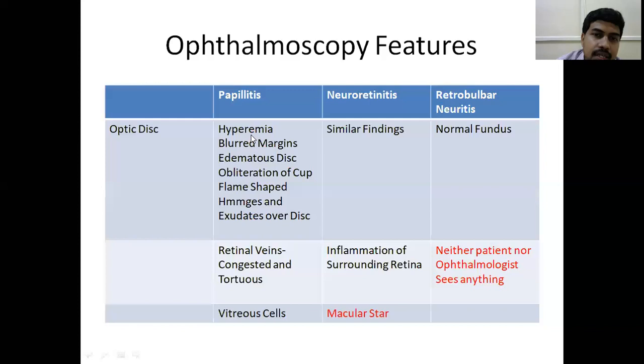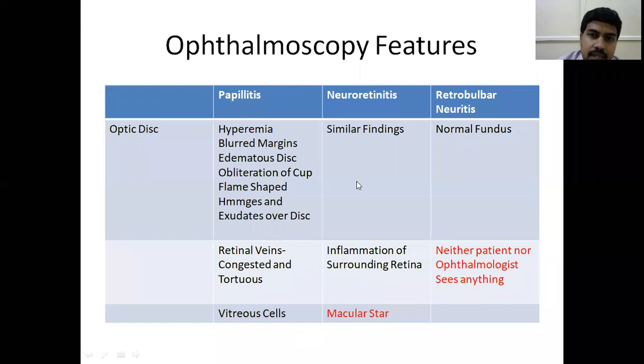In papillitis, the disc is hyperemic, that is red in color. Its margins are blurred. The disc is edematous. There is obliteration of the physiological cup. There are flame-shaped hemorrhages and exudates over the disc. The retinal veins are congested and tortuous, and inflammatory cells like polymorphonuclear neutrophils can be present in the vitreous.